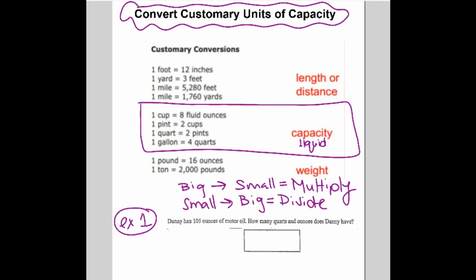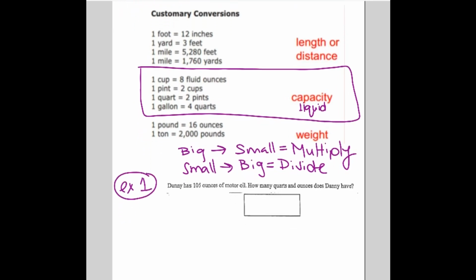All right, Super Friends, we are going to convert customary units of capacity. Capacity means liquid, or not liquid really, just things that take up volume, have a volume. So we're going to be dealing with that. What you'll need to do is pause the video and write down the questions so that we can solve them together. Let's look at the first example.